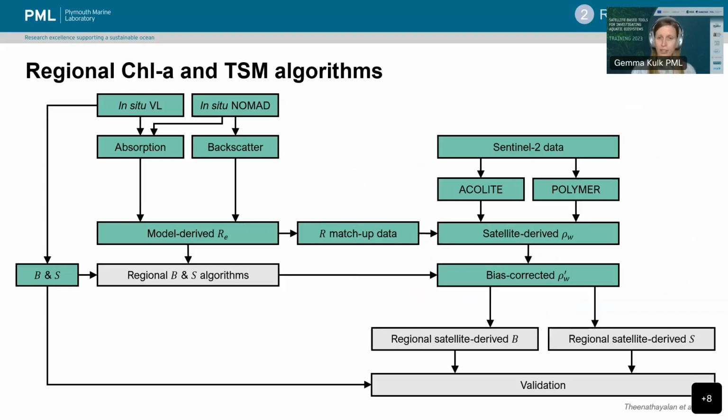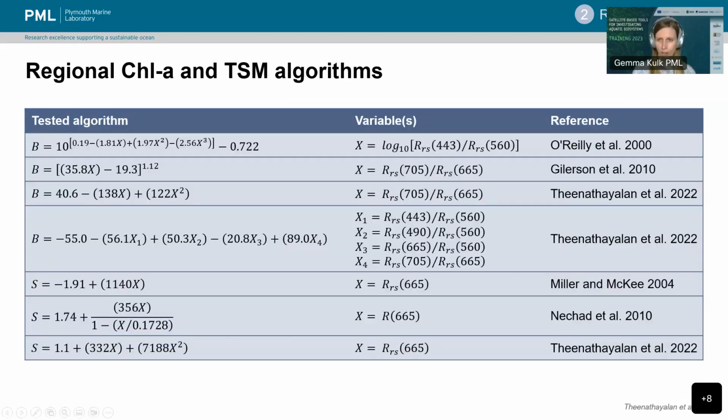The modeled reflectances were then used to develop regional satellite algorithms for the retrieval of chlorophyll A and total suspended matter. And the table provides an overview of the tested algorithms. To estimate chlorophyll A, which is B in this table, the algorithms of O'Reilly, based on a blue-green reflectance band ratio, and Gilerson et al., based on the near-infrared reflectance band ratio, were examined, as those are commonly used algorithms for open ocean waters and for more complex coastal waters.